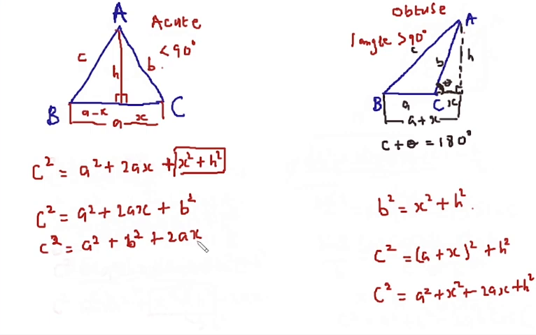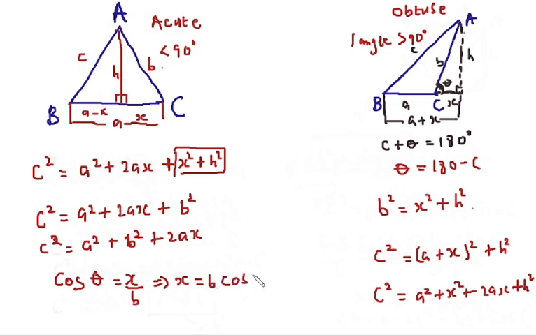Now I want to get the value of x. So how do we get the value of x? This angle here is angle theta. Now we know that C plus theta is 180, so that theta is equal to 180 minus C. So you can use this to relate the hypotenuse to the x value that we assumed. We know cos theta is equal to adjacent, which is x, over b. So x over b. Cross multiplying, this implies that x is equal to b cos theta.